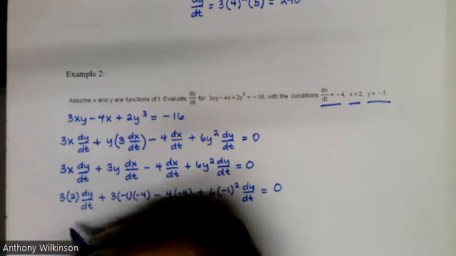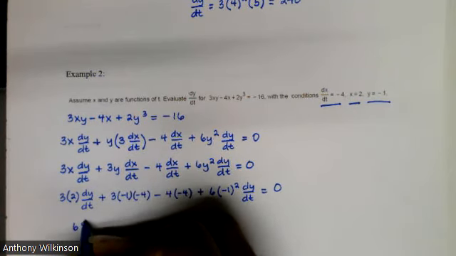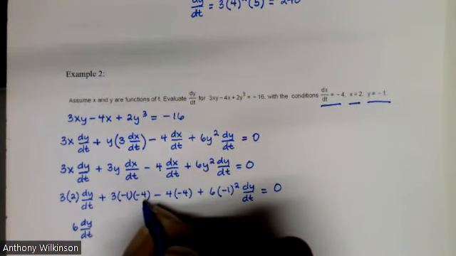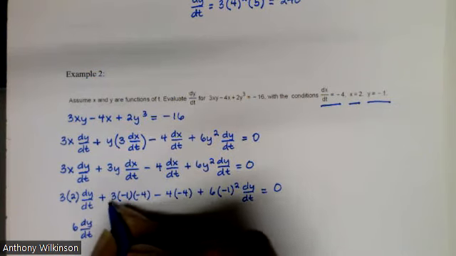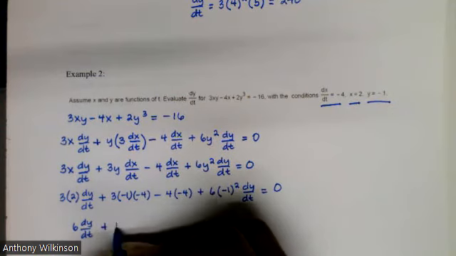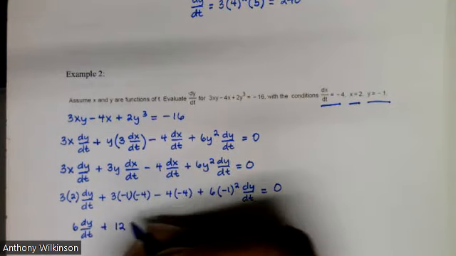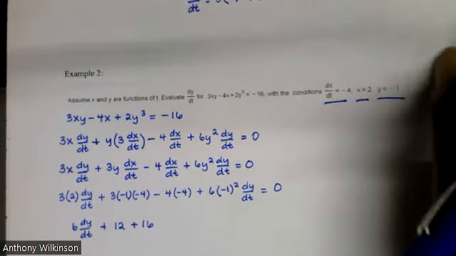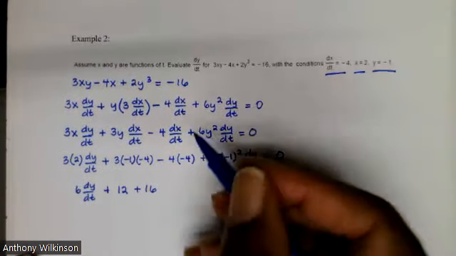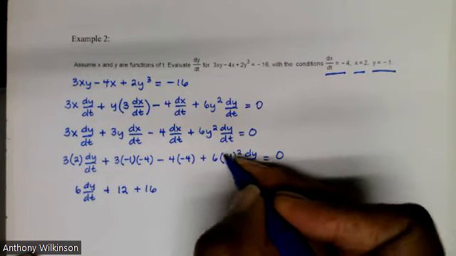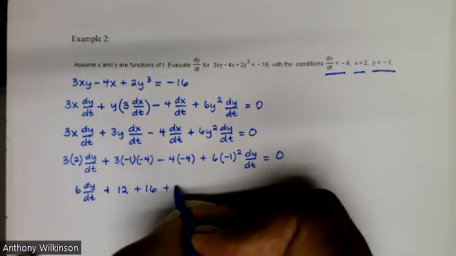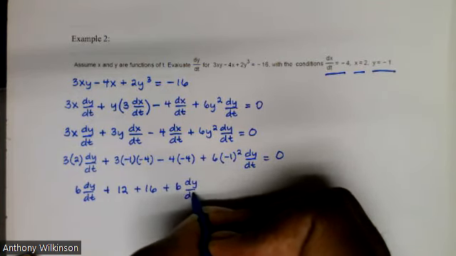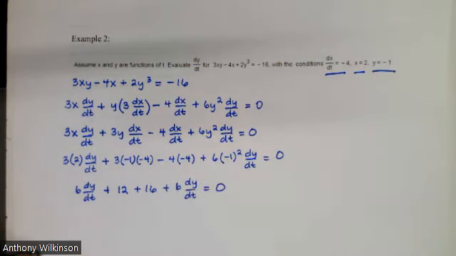Simplify this. 3 times 2, that will be 6. So I have 6 times dy/dt. Let's see, negative 1 times a negative 4 will be positive 4, times the 3 in front would be plus 12. Minus 4 times that negative 4 would be plus 16. Then if I square this negative 1, that's going to be positive 1 times the 6. That would be plus 6 times dy/dt equals 0.